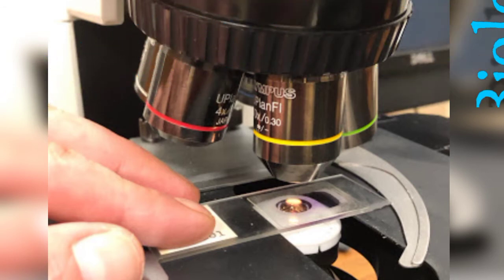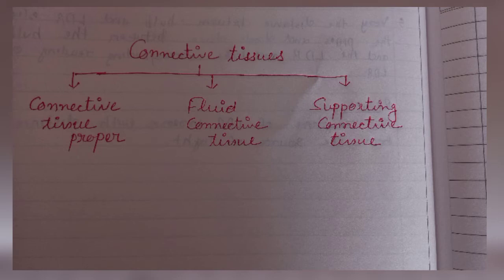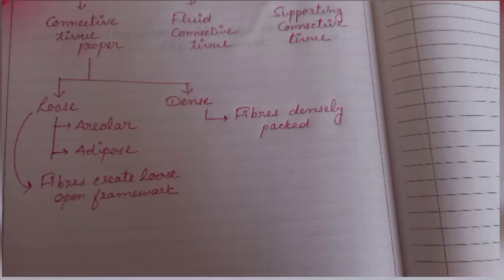Now if we move further, in this image you can see, dear students, that connective tissue is mainly of three types: connective tissue proper, fluid connective tissue, and supporting connective tissue. Connective tissue proper is again subclassified into two types, loose and dense. One is loose proper connective tissue and the second is dense proper connective tissue.